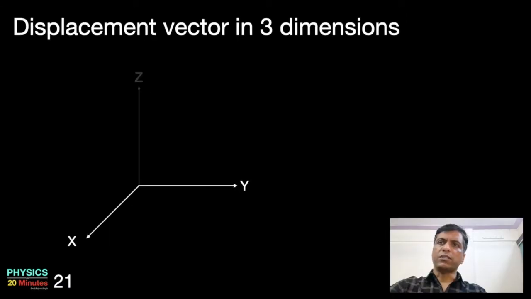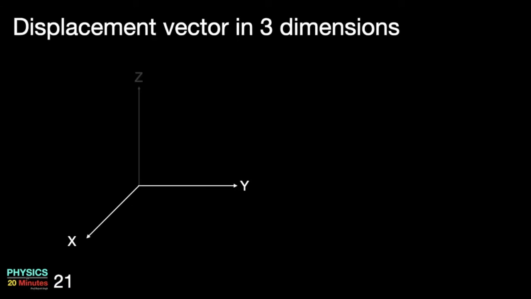How do we describe the displacement vector in 3 dimensions? Let us consider a path on which a particle is moving. Let's say at some time t, the particle is at point P1, which has coordinates x1, y1 and z1. So its position vector can be drawn from the origin to the point, and we call it r1. Let's say that the particle moves from point P1 to point P2 in time delta t.